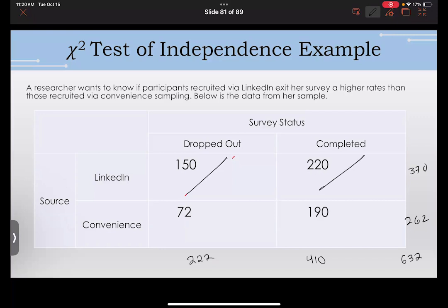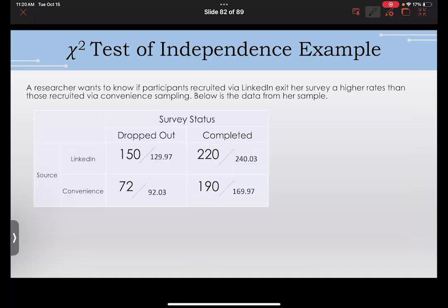And then we add in our frequency expected, what we expect under the null. Row times column over N. And we do that for all four. I'm not going to do the math out because you don't need to watch me do multiplication, but I did it for you. Here we go.